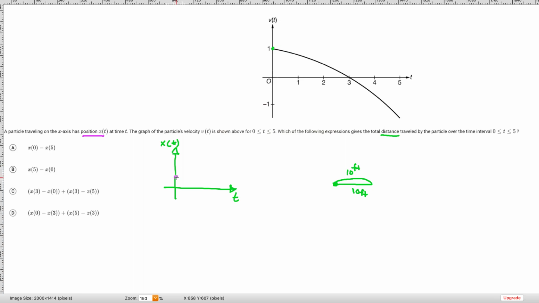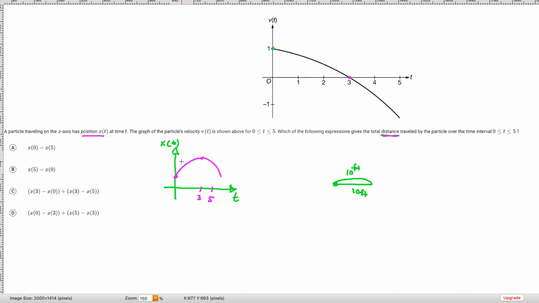So that means that as time goes on, the position of the particle will go up, up, up, up until the velocity turns to being 0 at some point. Now, when it turns to being 0, it then begins to go down. Let's say that this is 5 seconds right here, and where it's 0 is 3 seconds. Using this rough sketch, it's going to make it a lot easier for us to answer the question as to which expression gives us the total distance.